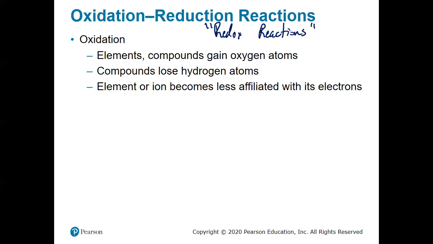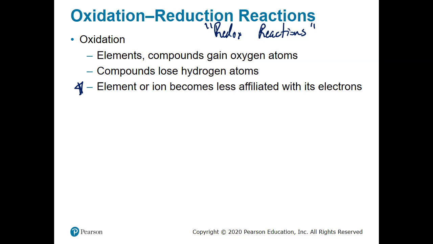Now, redox reactions are based upon the idea that there are these 2 processes that occur simultaneously. Oxidation, where we see elements and compounds either gaining oxygen or losing hydrogen. But most generically, we talk about something that is losing electrons. So oxidation processes can occur a lot of different ways. Those are the 3 ways that we can spot it.